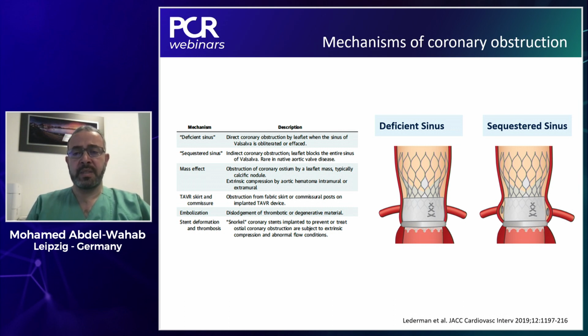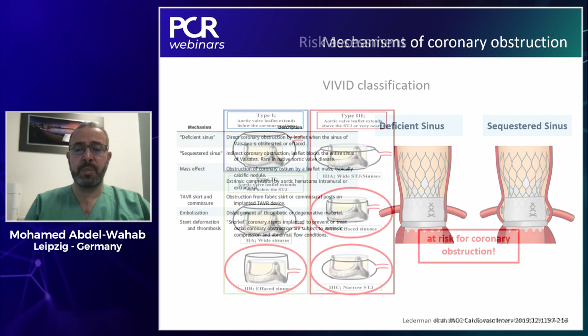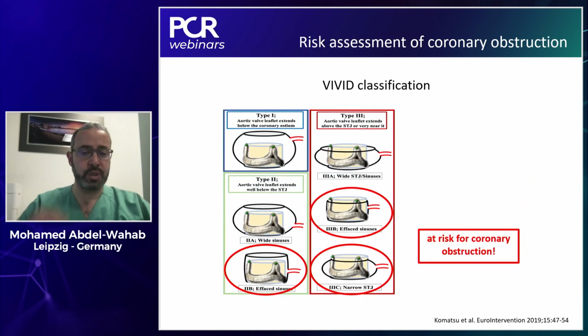or you have room in the sinus, but you have very long leaflets combined with a more or less short length or height of the sinotubular junction, and then your leaflets, when they're deflected upwards, will sequester the sinus. So it's not a direct, but it's an indirect form of obstruction. There are some published classifications for that.